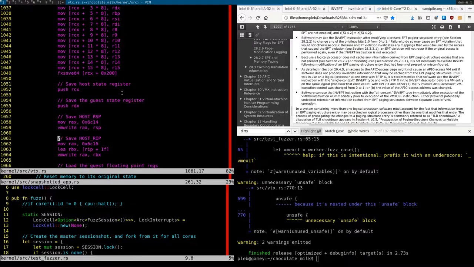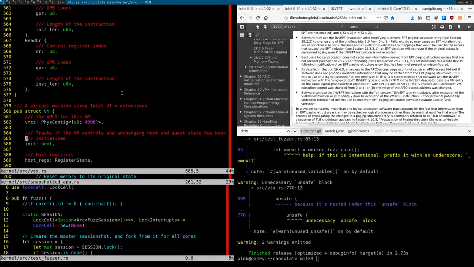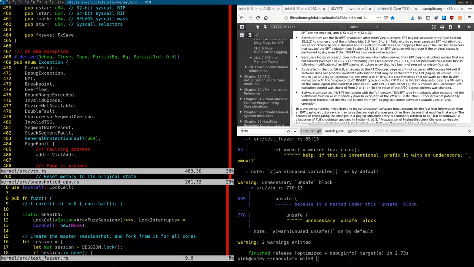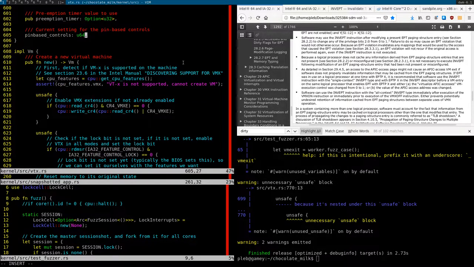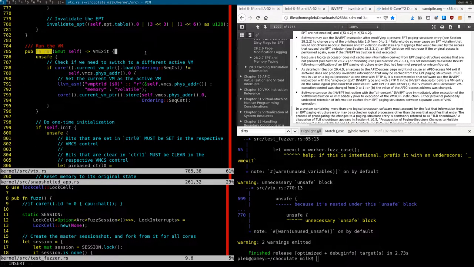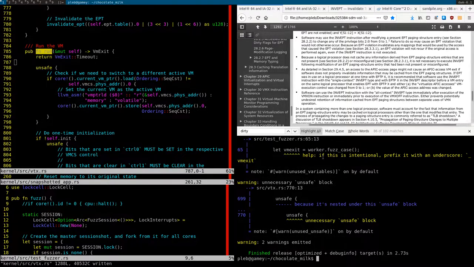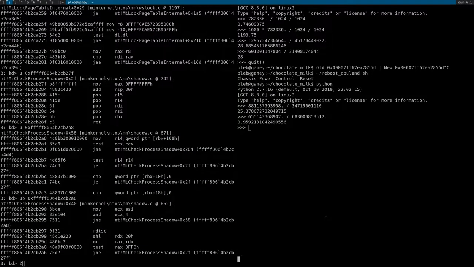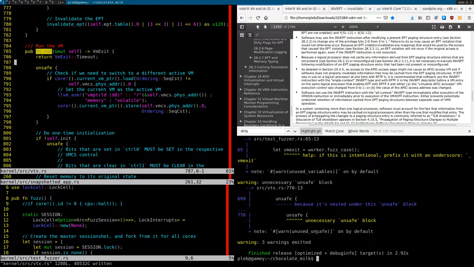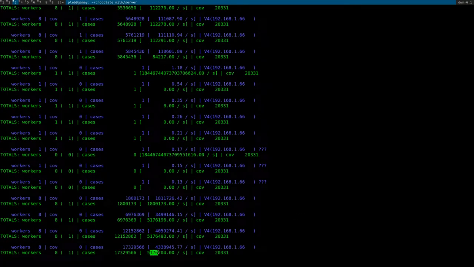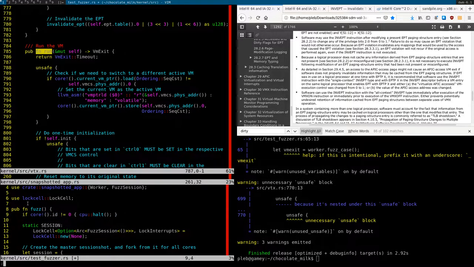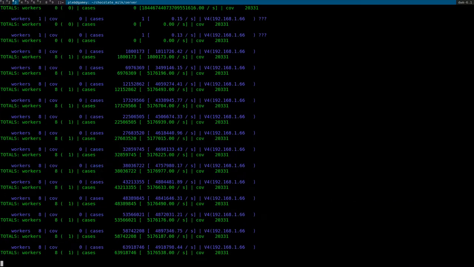If I return a VM exit, what kind of VM exit can I return here? VM exit timeout. There we go. I'm just going to run return timeout. Okay, so 5.176 million, and then if we go back to this, this should be like 1 million. That would be linear scaling.